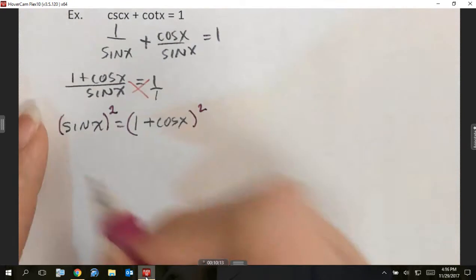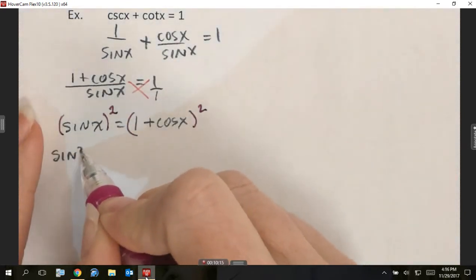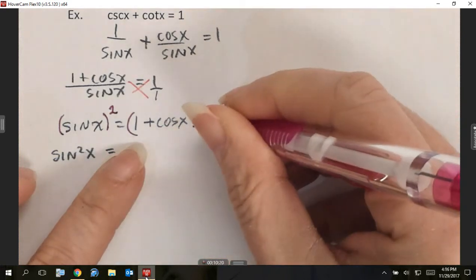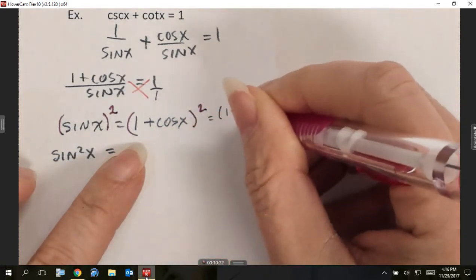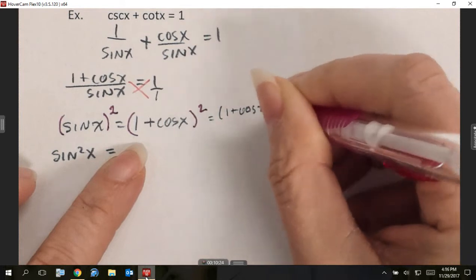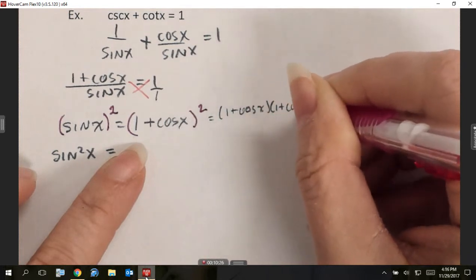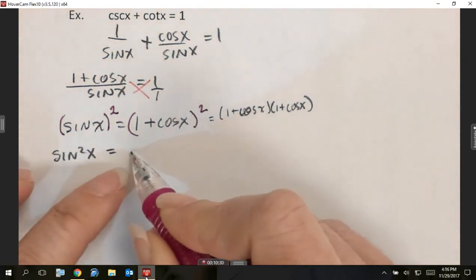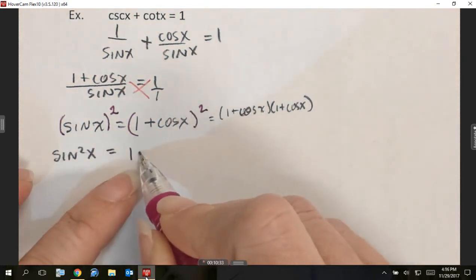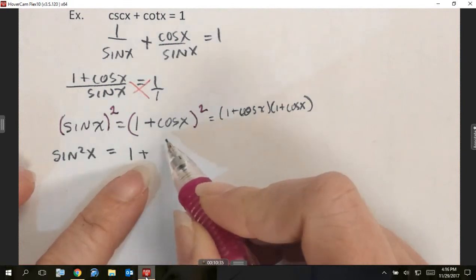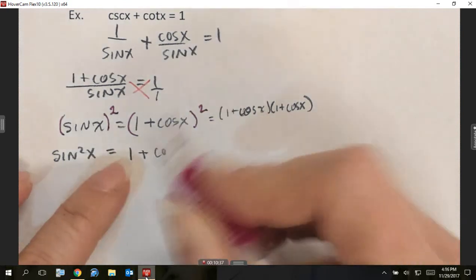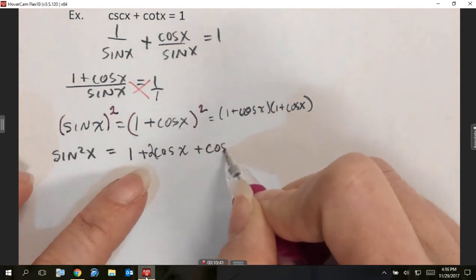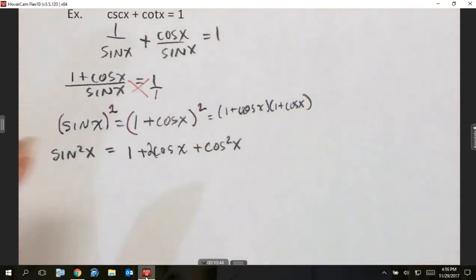When I square both sides, on this side I'm going to get sine squared x. On this side I have to FOIL it to square it. So we're going to have 1 plus cosine x multiplied by 1 plus cosine x. You're going to use your FOIL method. I already know how to do it in my head, so I'm going to do it quickly. But I'm going to get 1 plus 2 cosine x plus cosine squared x.